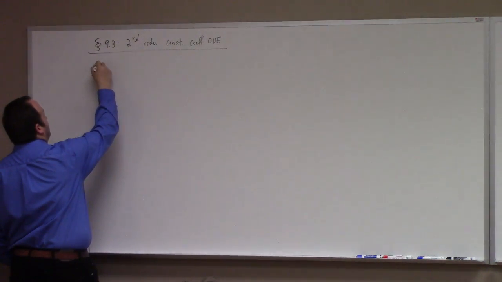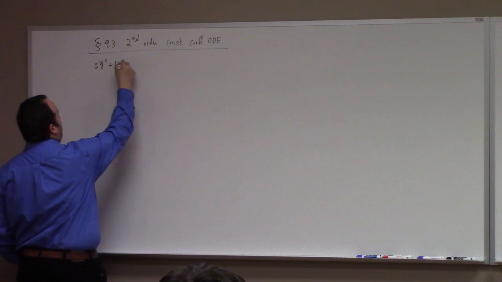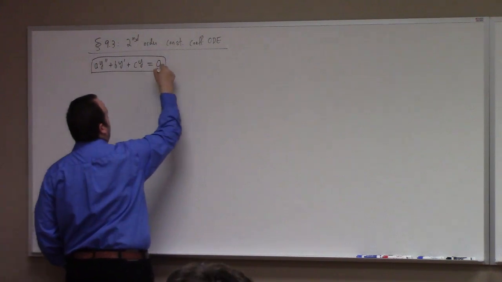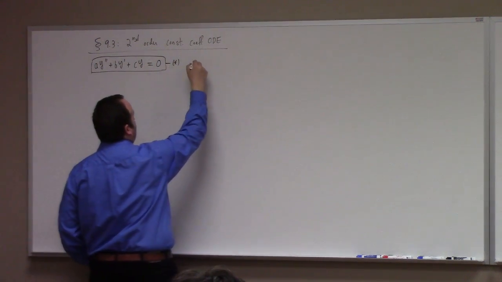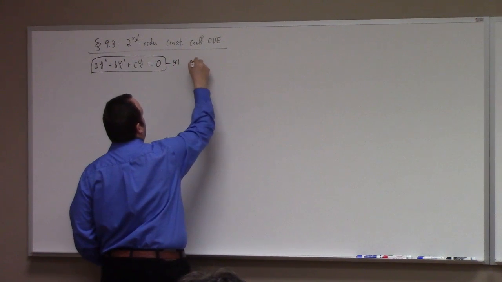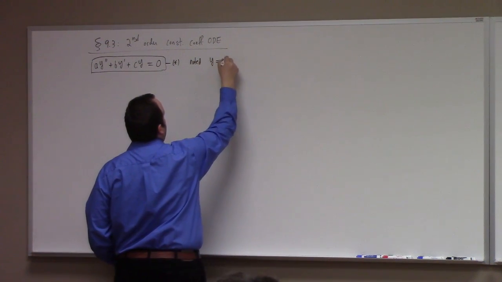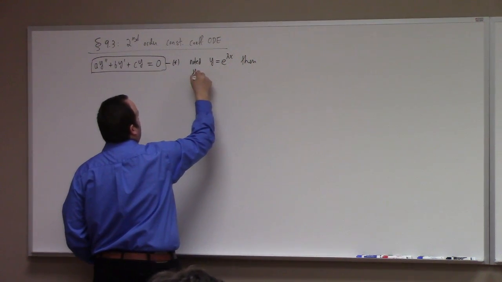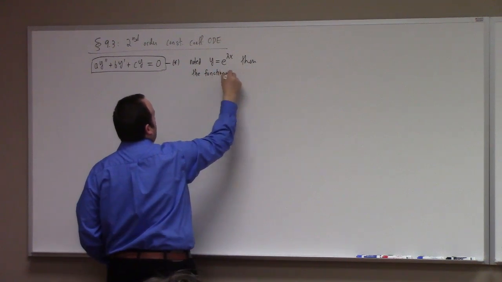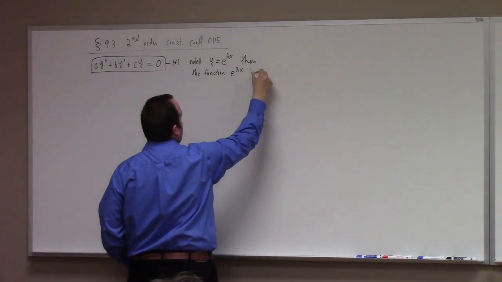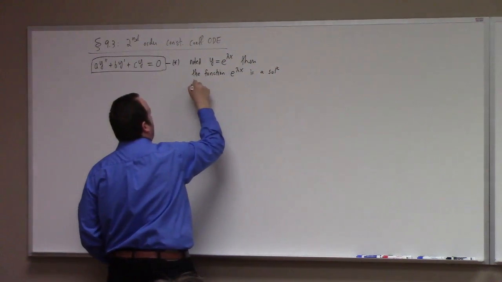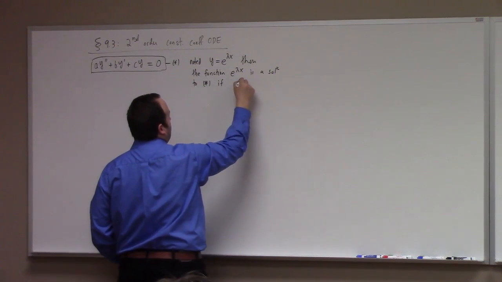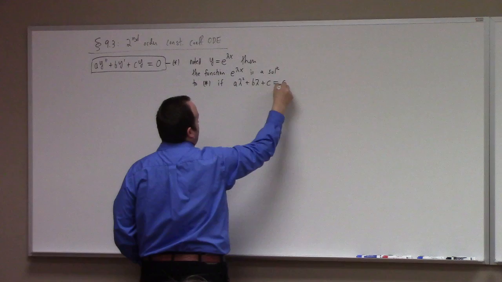And so I think the next order of business, last time we have already seen what? We've seen that if you look at ay prime prime plus by prime plus cy equals 0, if this is the equation we're trying to solve, call this thing star. What we argued last time is we noted if we set y equals e to the lambda x, then the function e to the lambda x is a solution to star if a lambda squared plus b lambda plus c is equal to 0.